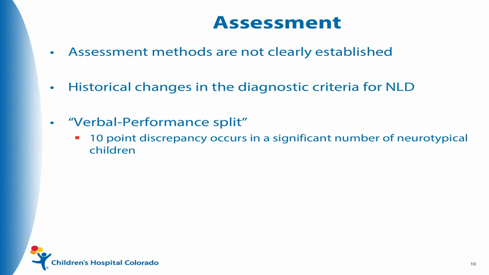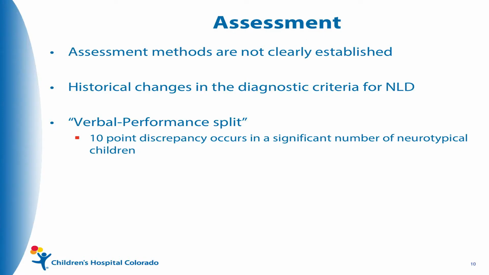So assessment methods: how do we tell if a child has a nonverbal learning disability? Early studies with Rourke and his colleagues really just looked at whether a child had a math disability. And that was the way that they diagnosed a nonverbal learning disability. That progressed to people looking more holistically at a variety of different skills, so not only math, but also some of the other areas that we've talked about, the visual spatial and some of the social cognition.